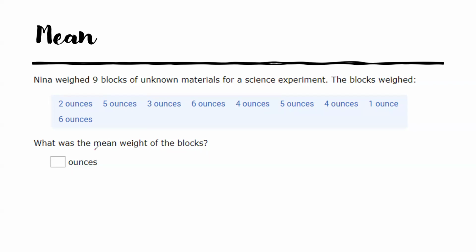So we are asked to find the mean, which is another word for average. So honestly, the steps to this are exactly the same. It just kind of helps us get a little background as to what these numbers are. In this case, she collected some data and she wants to know, well, what was the average weight here? So we can add up all of our ounces. And when we do that, we get 36.